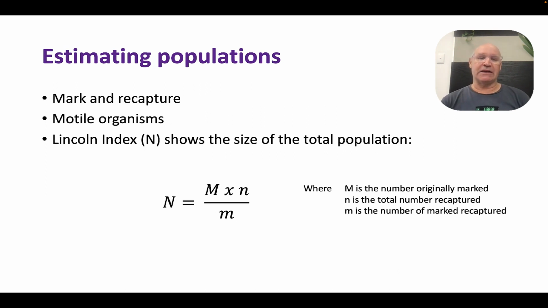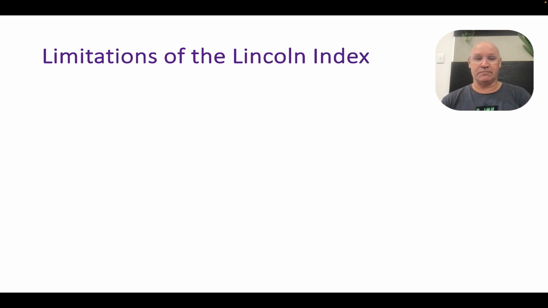And we can also estimate populations for our motile organisms. We're using our mark and recapture process we've talked about before, and we use Lincoln's index as the formula to be able to calculate that. And so N is our estimated population. Capital M is the number of organisms that were caught the first time and marked. Small n is the total number that were recaptured the second time. And small m is the number that were recaptured the second time that were previously marked. So we've looked at that one before.